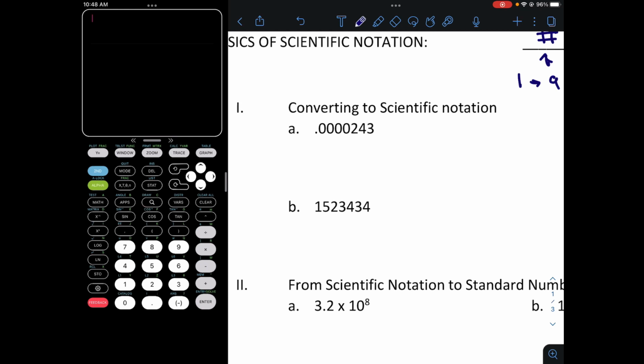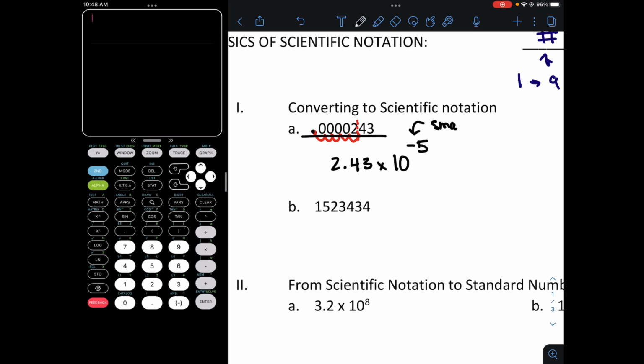Converting to scientific notation. If you remember, what you do is you take the decimal and you want to move it behind the 2. So we're moving 1, 2, 3, 4, 5. We're moving 5 spots, and we get 2.43 times 10 to the negative 5. So be careful if you're dealing with small numbers, when the decimal is out front to the right, you're going to have a negative.